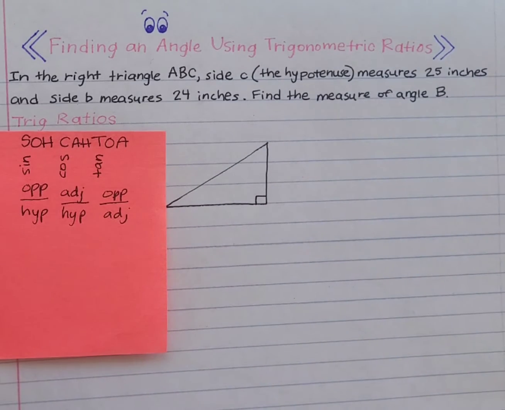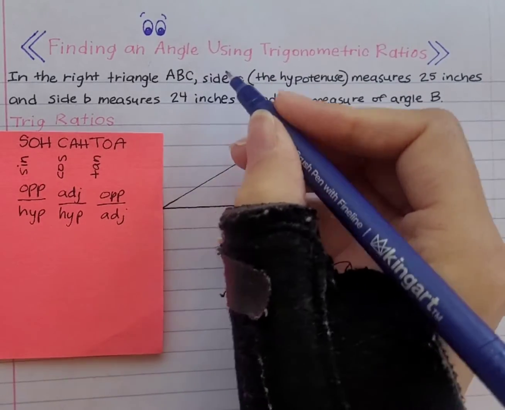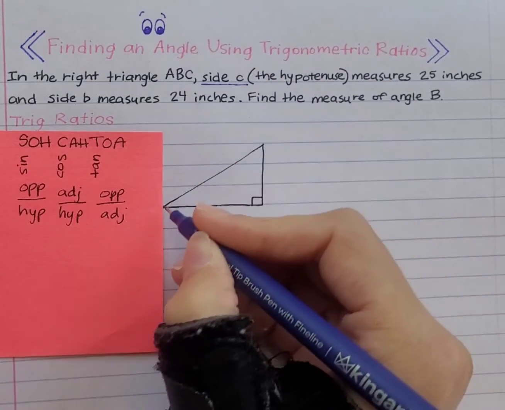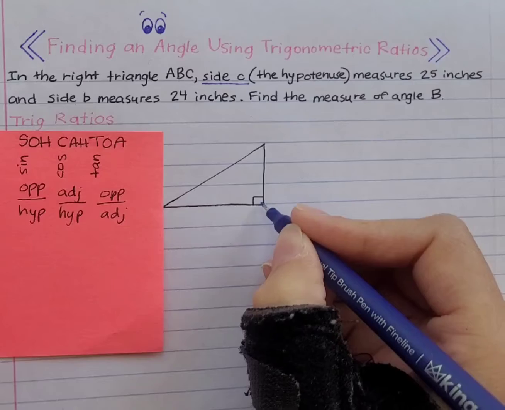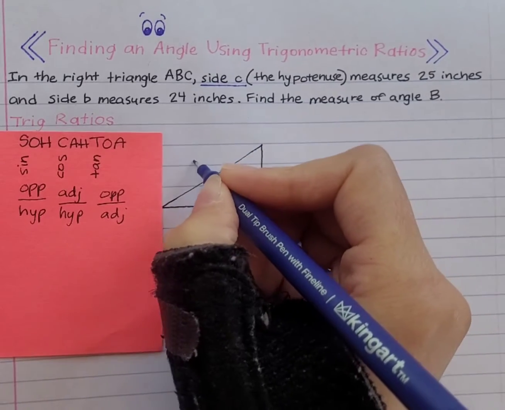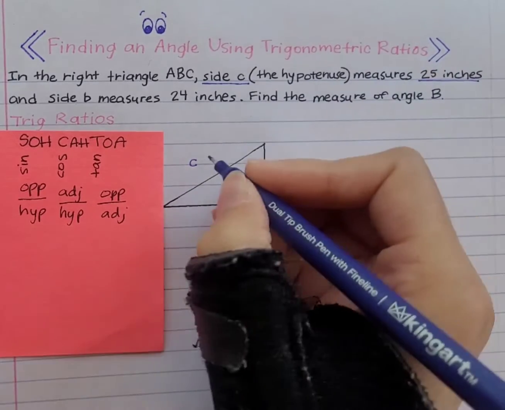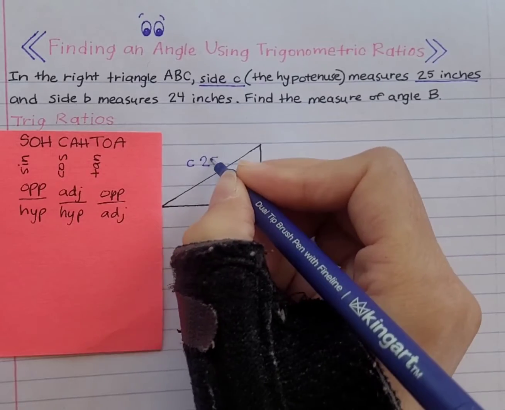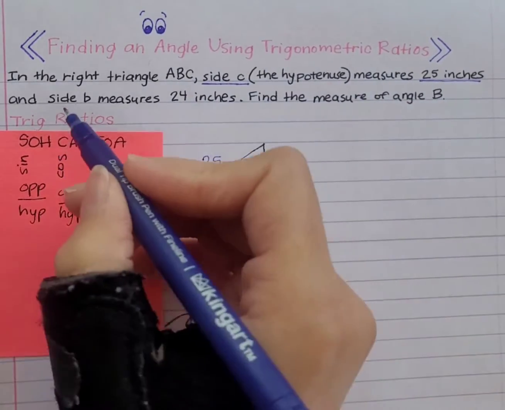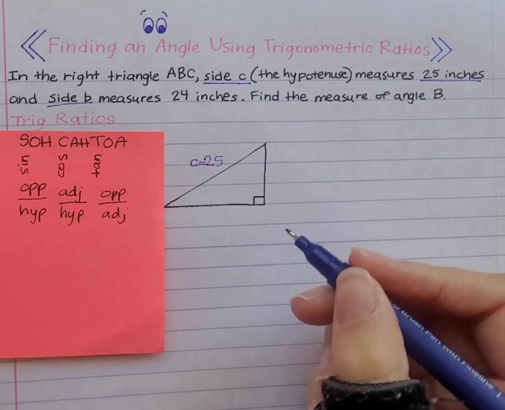So I'm going to first look at, what do we know? We know side C is the hypotenuse. A hypotenuse is always directly across from our right angle. So I will label this side C, and it measures 25 inches. C equals 25. And then I also know we have side B, and it measures 24 inches.